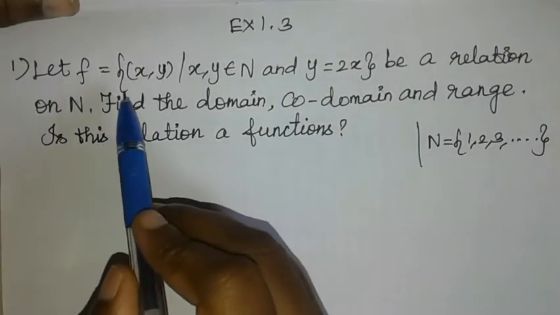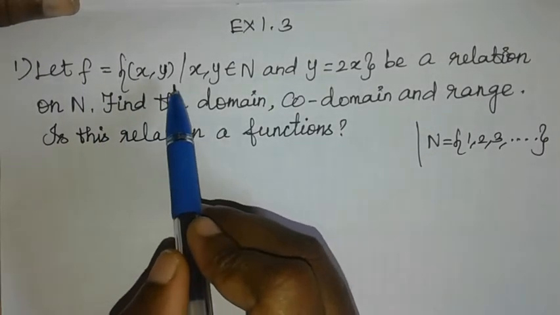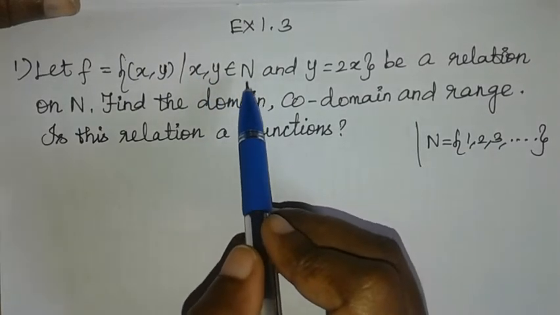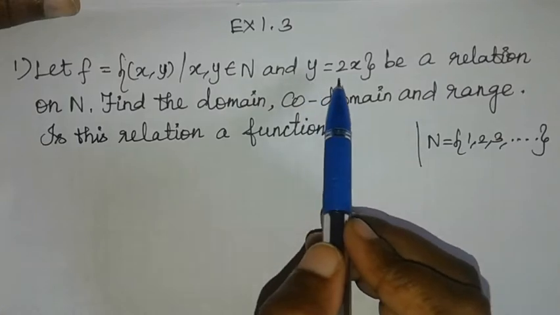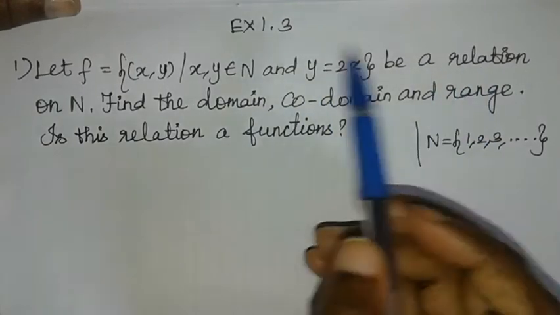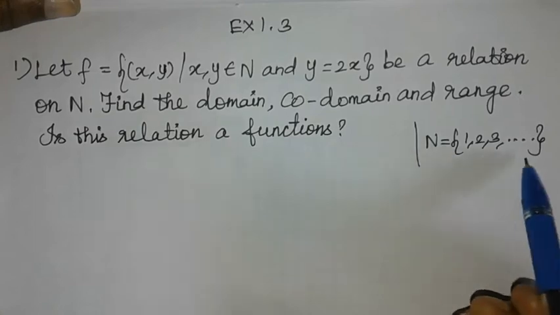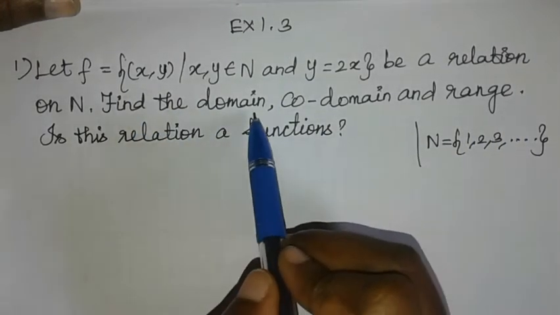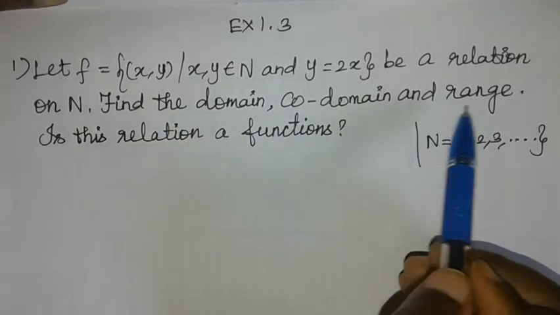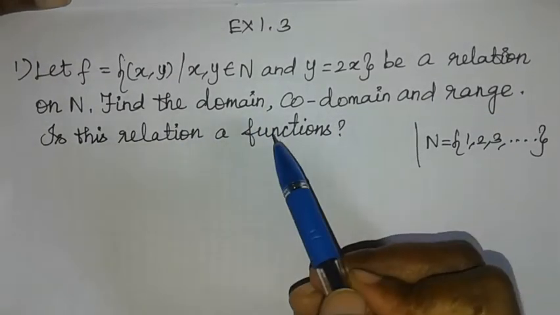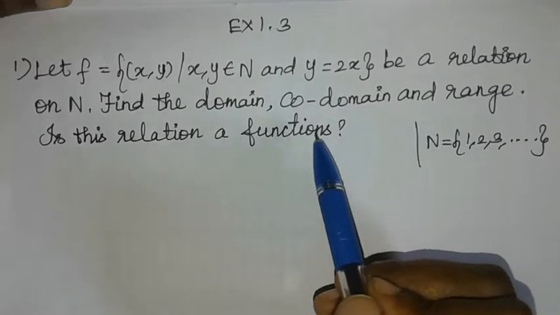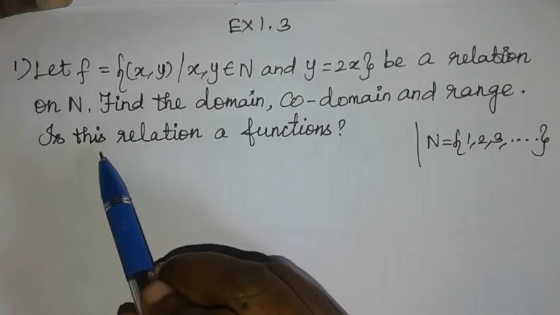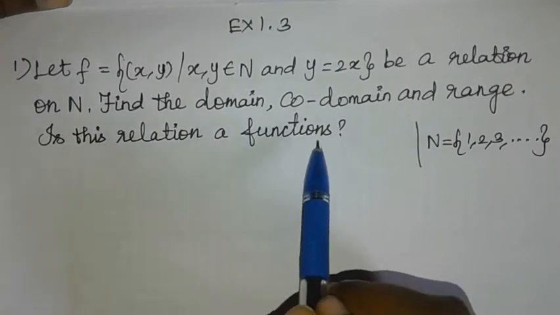Let f = {(x, y) such that x, y belongs to N, that is, natural numbers, and y = 2x} be a relation on N, the natural numbers, counting numbers 1, 2, 3, etc. Then find the domain, codomain and range. Is this relation a function? We have to find the domain, codomain and range, and also show whether this relation is a function.